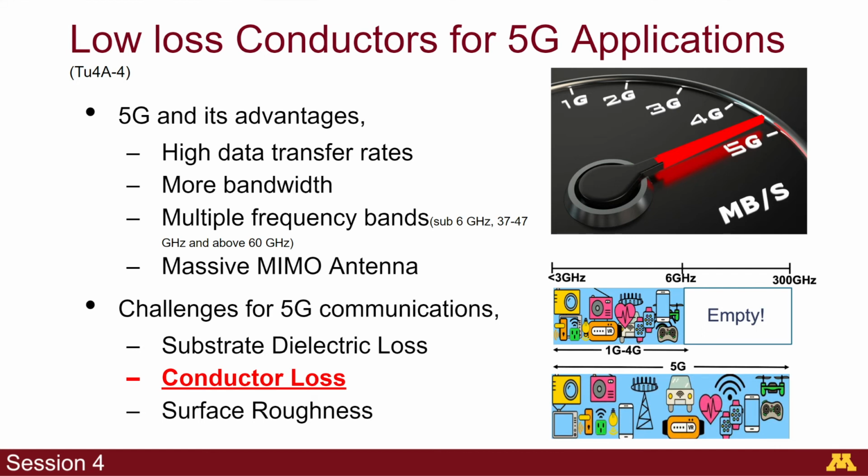5G is an upcoming technology with higher data rates, bandwidth, frequency bands, and also leverages some features of massive MIMO antennas. Advances are also needed at device and transmission level to reduce losses like substrate dielectric loss, conductor loss, and losses due to surface roughness. For this paper, we're going to be focusing on the conductor loss.